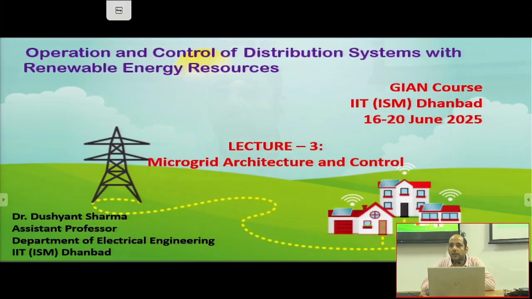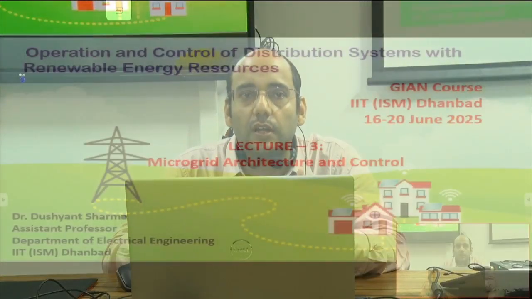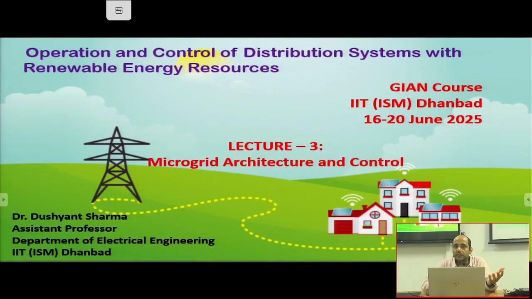Good morning, everyone. I welcome you to the third lecture, and the topic is microgrid architecture and control. The philosophy behind this lecture is that modern distribution systems are becoming isolated systems. For example, take any institute, whether it is IIT Dhanbad or any other institute near where you are coming from, we all have backup diesel generators, and whenever there is a grid disconnection, our own local generation comes up.